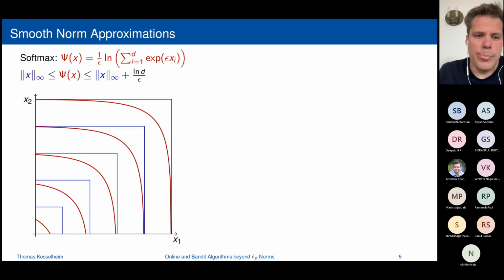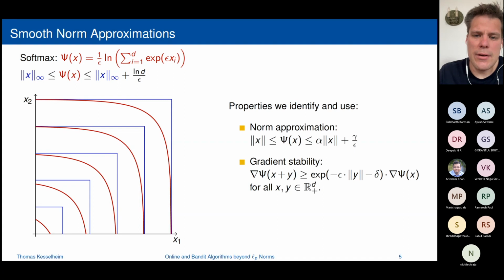Namely, what would we like to have for a general approximation, or if we're given any other norm? What two properties would we like to have if we find a function, or we will be given any other norm, and what we're looking for is a function psi which fulfills exactly these two things. The one thing is this function psi should approximate that other norm, meaning it should be at least the norm, but it should be no more than alpha times the norm plus gamma over epsilon. So that's just generalizing this approximation property of the softmax, where alpha would be 1 and gamma would be ln d for the softmax. That's the one property.